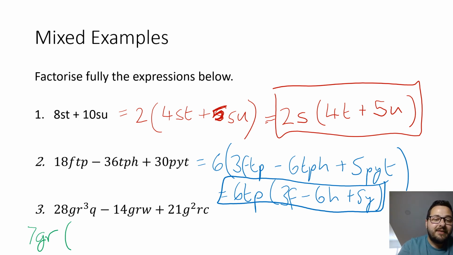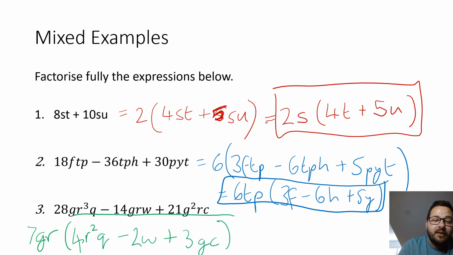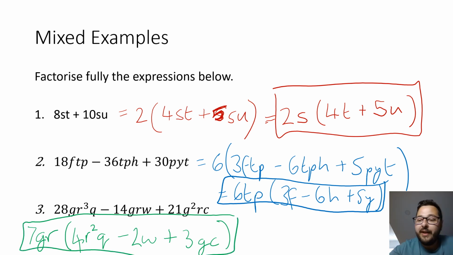28 divided by 7 is 4. A G has gone and an R has gone, so that just leaves R squared Q. Minus 14 divided by 7 is 2. The G and the R have gone, and then W is left. And 21 divided by 7 is 3. One of the G's has gone, so that leaves G, R is gone, and C is left. And that is our answer to number 3.